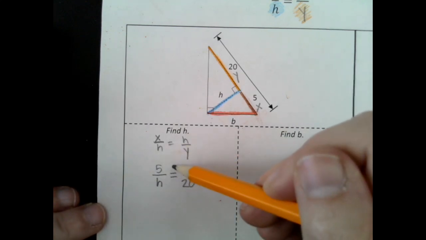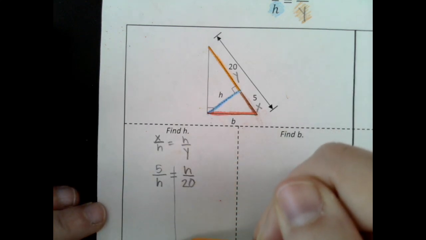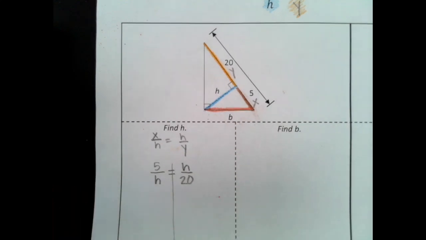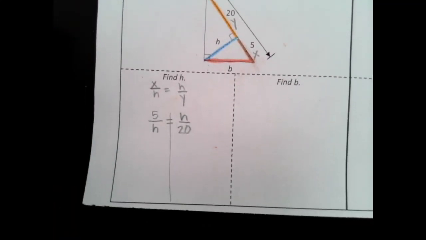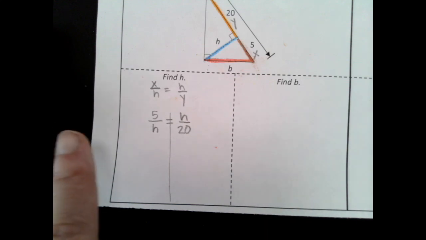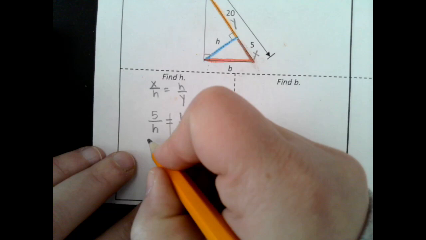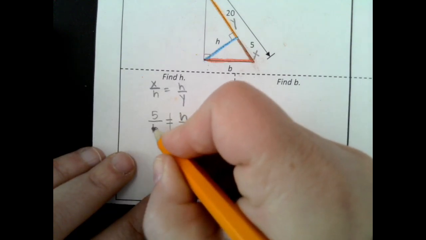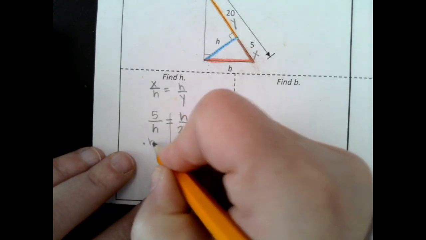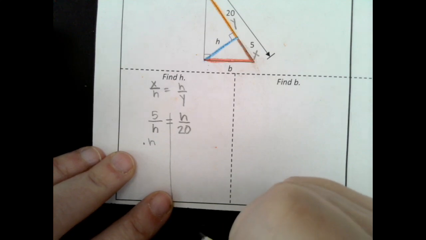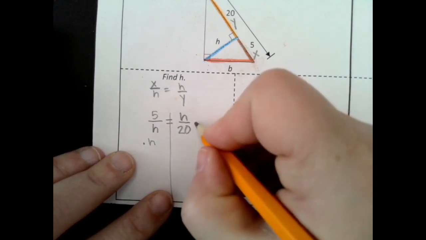All right, so now we need to solve this for H. Now, what we've been solving for in proportions, usually we only have one part that we're missing, and we can just multiply. This time we have an H on both sides. So what we're going to end up doing is we're going to multiply by H first to get rid of that H. So multiply by H. If we do it on one side, we have to do it on the other.